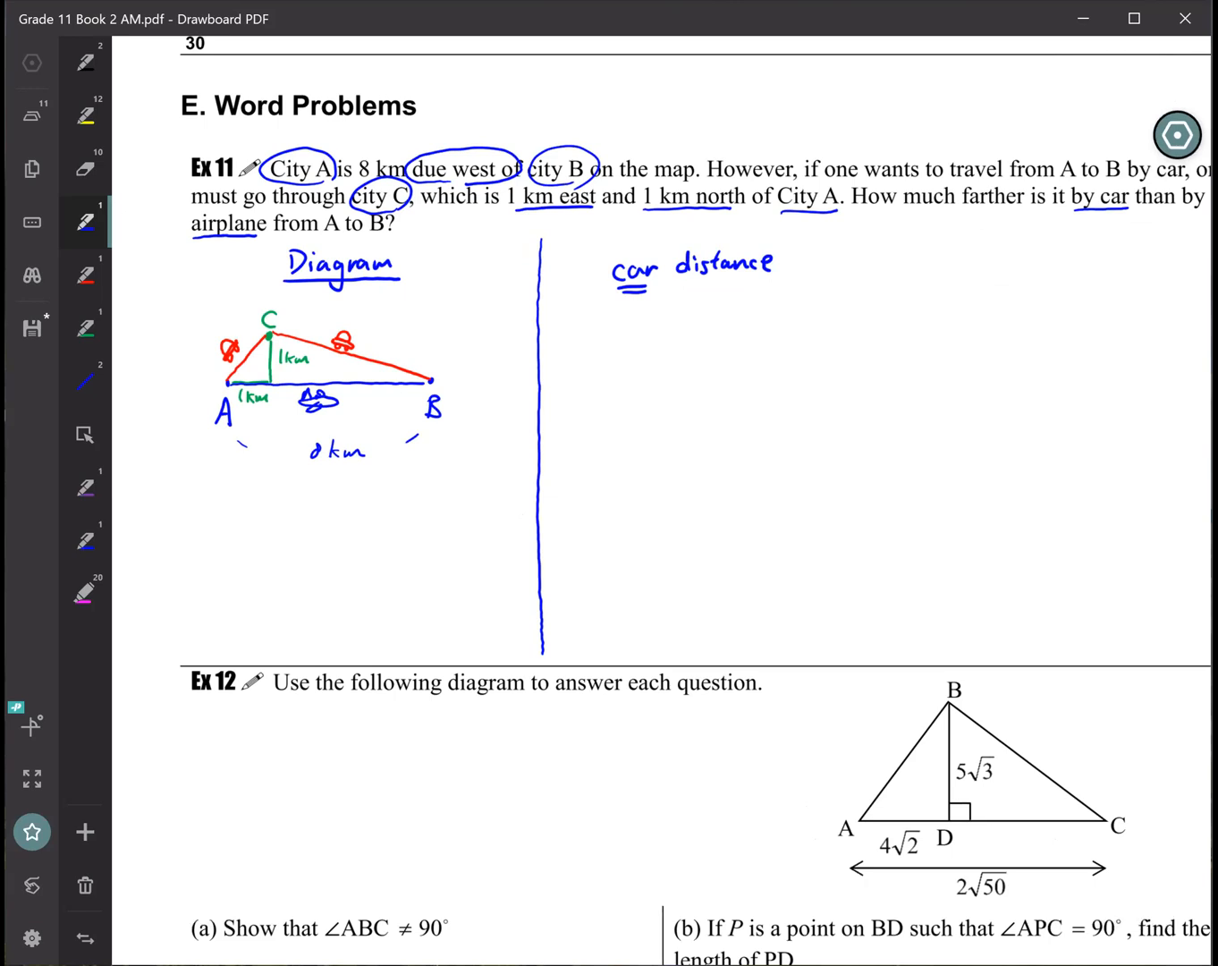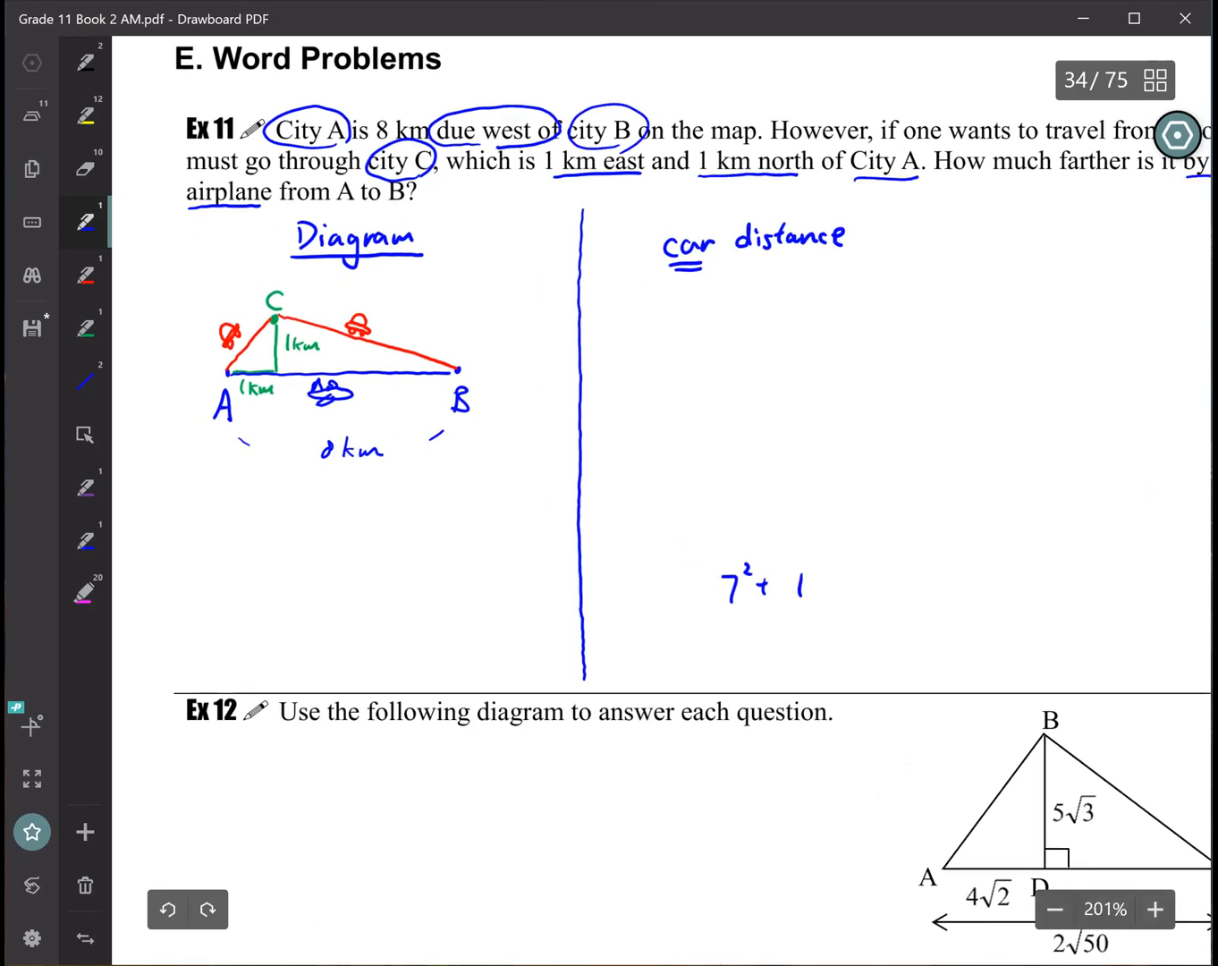Okay, Brennan, what did you get for the car distance? 6 root 2. Can you tell us how you got it? So 7 squared plus 1 squared is 50, and you just take the square root of that. Where did you get the 7 and the 1? Well, 7 and 1 are for the triangle. Which triangle? The second one, on the right side. Okay, so you are using something called the what? There's a theorem. Yeah, Pythagorean theorem. Very good.